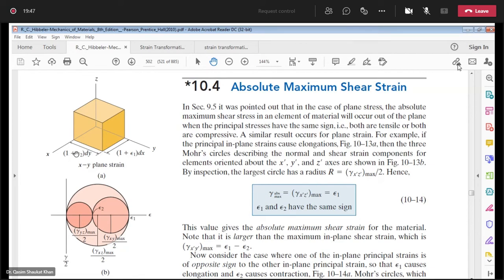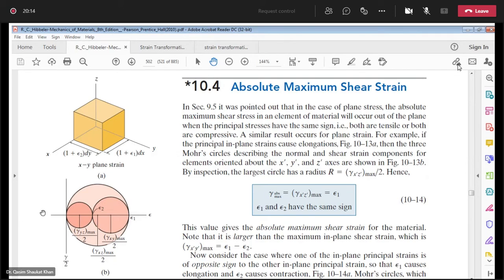Find epsilon 1 and epsilon 2, so there was elongation in the element. Or the second scenario is if both of your principal strains are negative. If I have negative strains, then the whole figure will move to the negative side, but you will still get the same values of absolute maximum shear strain and the maximum in-plane shear strain.